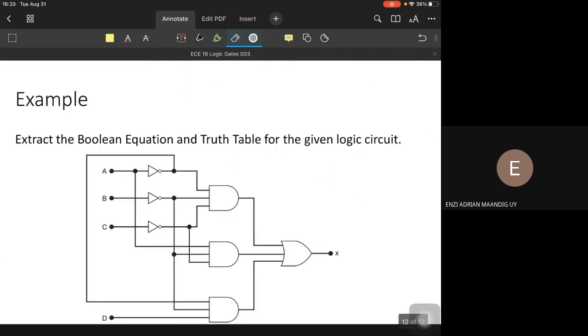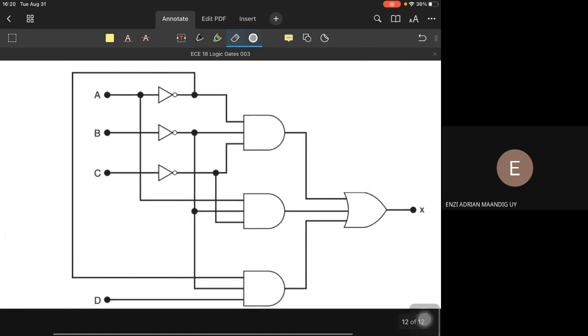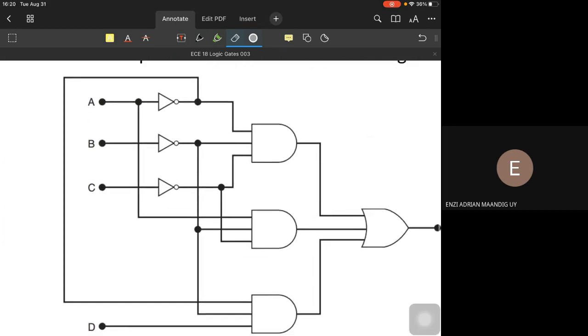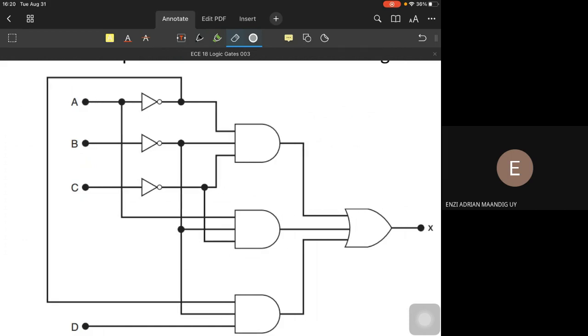How about this one? Just the Boolean equation first, because the truth table is overwhelming already. I would like to extract the Boolean equation for this one. Or who could be the first one to extract the Boolean equation? OR, and AND gate.